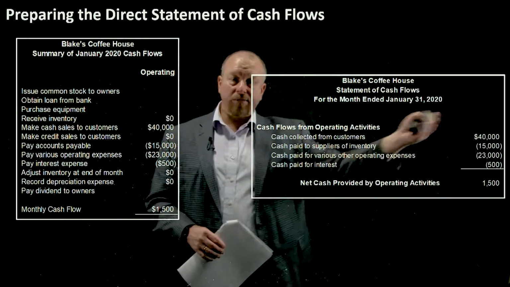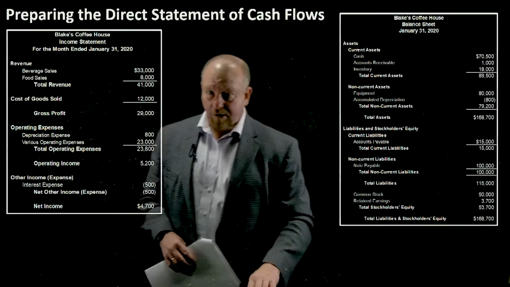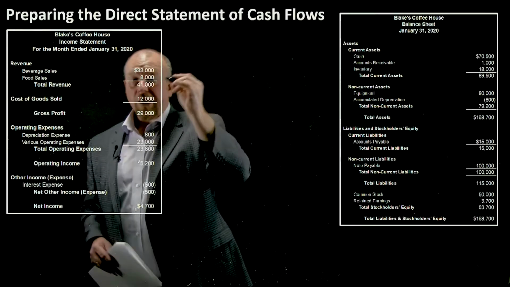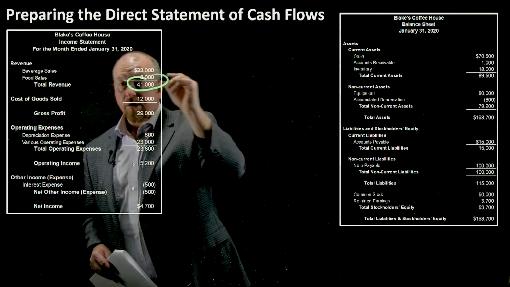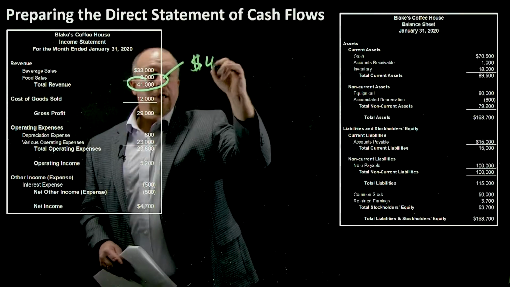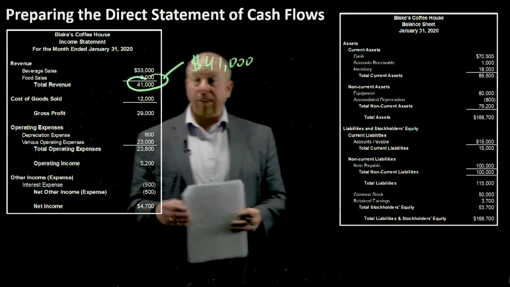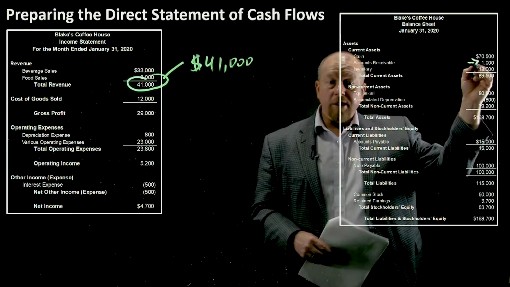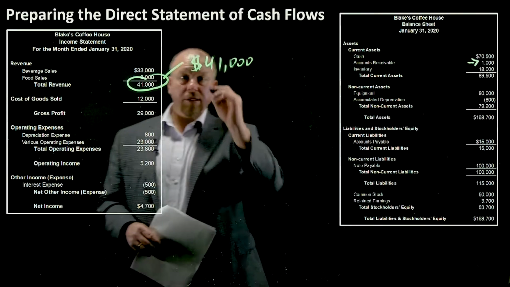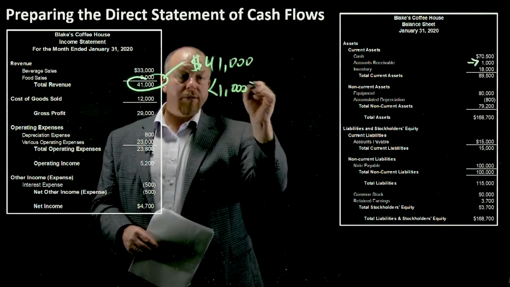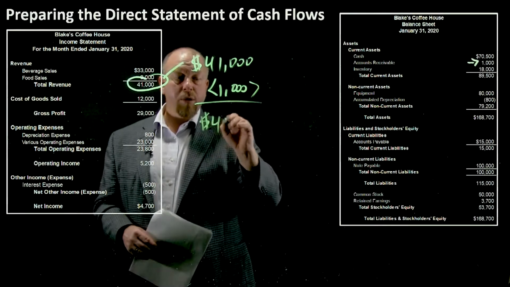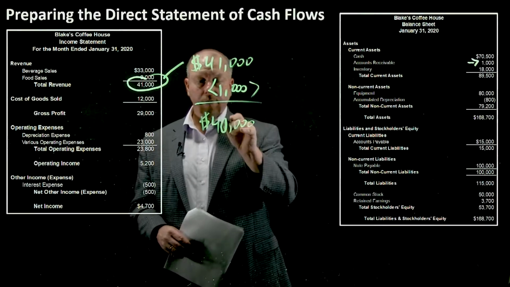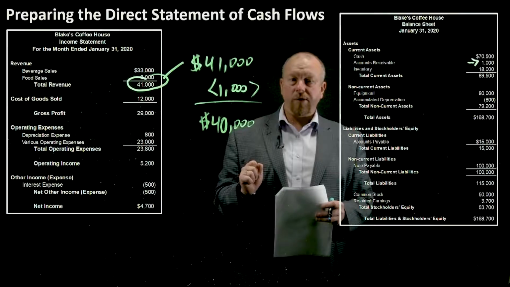So remember, this cash collected from customers, we have it listed as $40,000. Well, where do we come up with that number? The starting point is going to be this revenue right here. Right? So we have $41,000 in revenue, but you and I know that was not all collected in the form of cash. Now, the reconciliation we need is right here. Because accounts receivable increased by $1,000, it went from 0 to 1,000 during the month. Even though we reported accrual basis revenues of 41,000, cash basis is only 40 grand, okay?